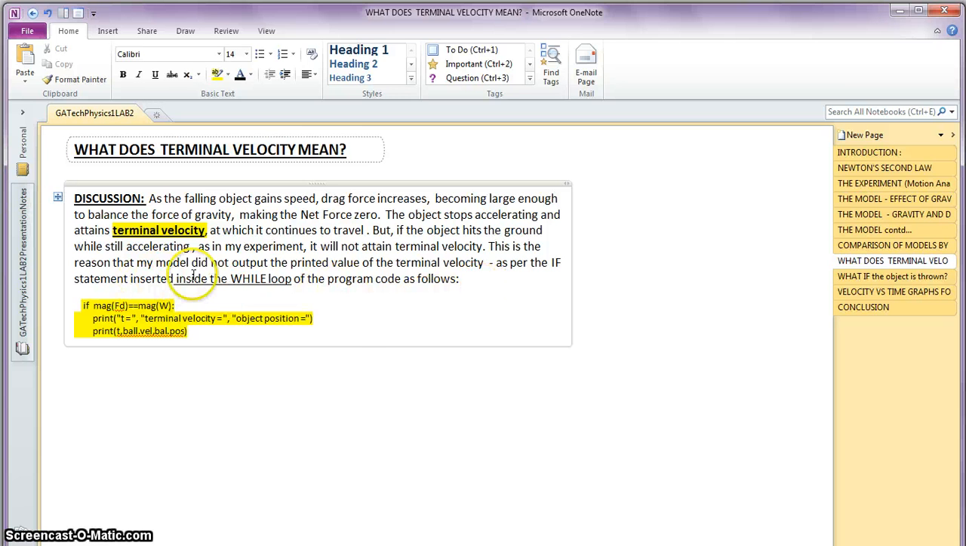This is the reason that my model did not output the printed value of the terminal velocity as per the if statement that I inserted inside the while loop of the program code as follows. My fellow peers who would be assessing my project can see the actual code as part of the submission process.